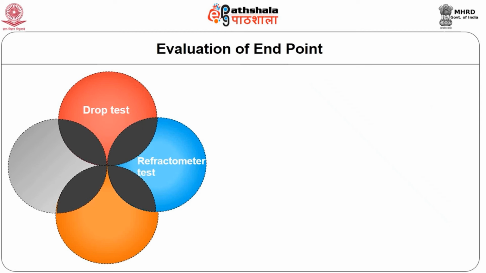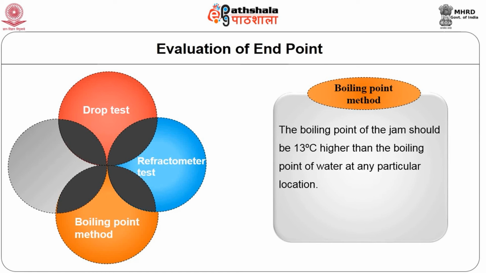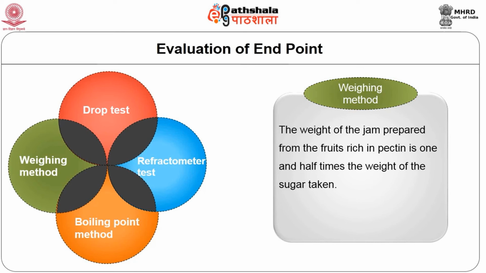End point can also be determined by boiling point method. The boiling point of jam should be 13 degrees centigrade higher than the boiling point of water at any particular location. End point of jam preparation can also be evaluated by weighing method.